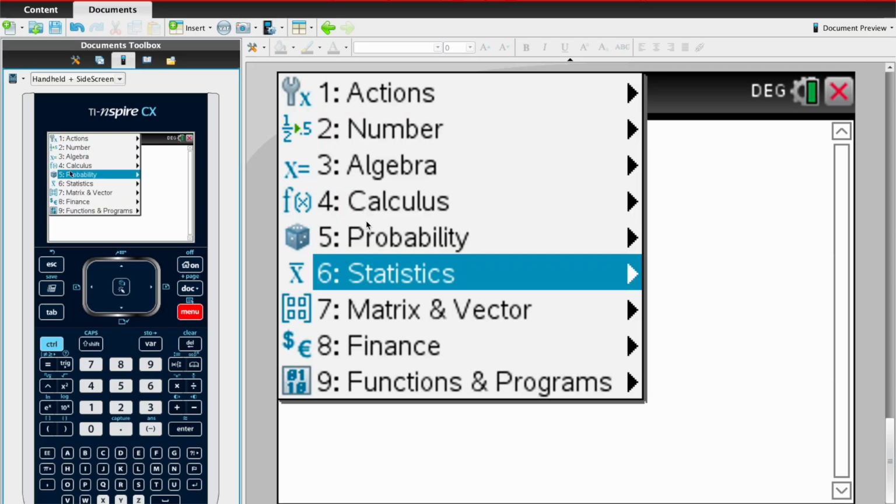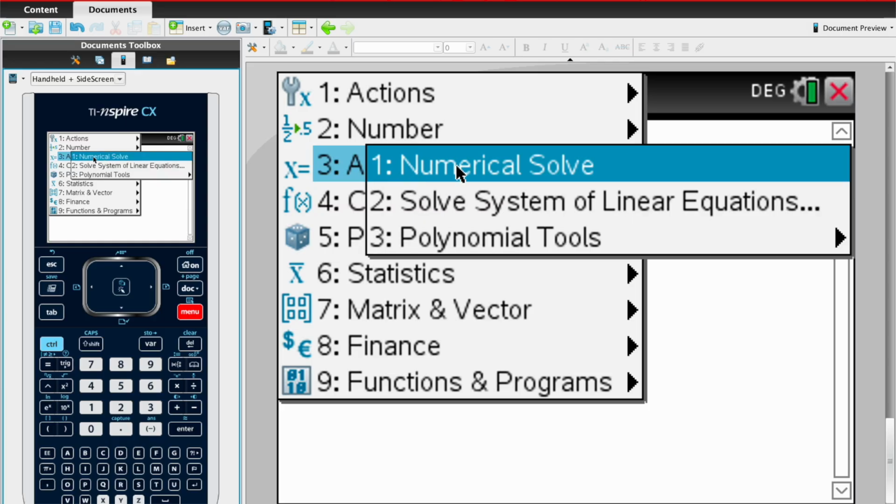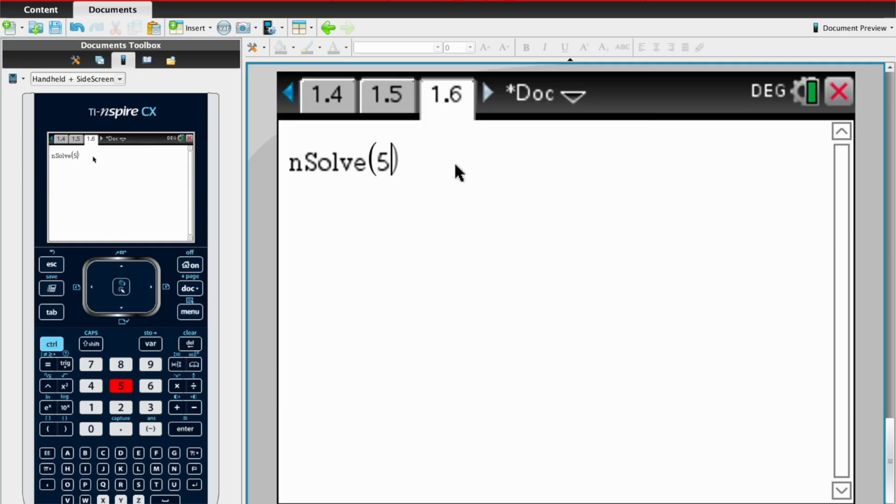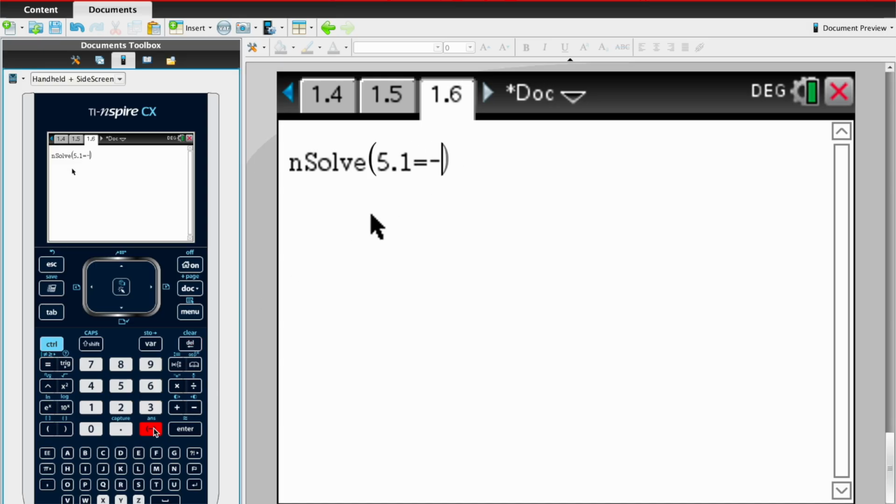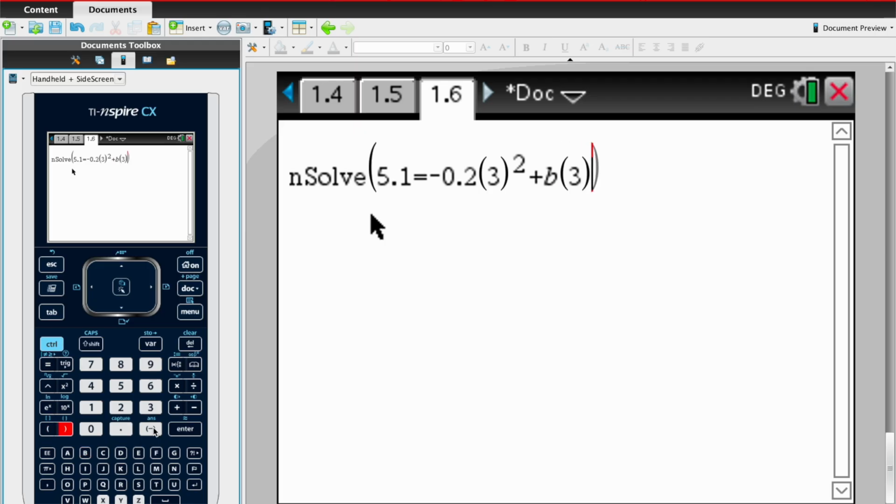Let's go menu. In this case, we want to go algebra, and we can just write numerical solve. So 5.1 equals negative 0.2, and then b we don't know yet, and then there we are. 3 is again the horizontal distance. Okay, let's make sure that's correct. This is its height, this is the horizontal distance, and then b is what we are trying to solve for.